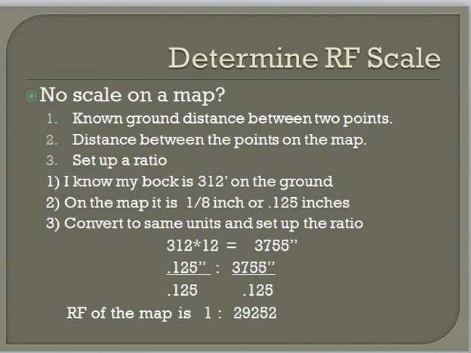So let's say I know that my block is 312 feet on the ground. When I measure it on the map, it's 1/8 of an inch, or 0.125 inches. So I want to convert my 312 feet to inches, so I'm going to multiply that by 12, and then I'm just going to set up that ratio. This is my map distance. Map distance is related to the ground distance, and so then I get an RF of 1 to 29,252.